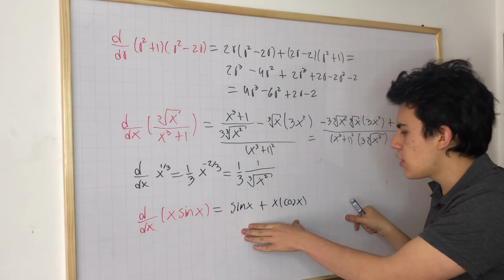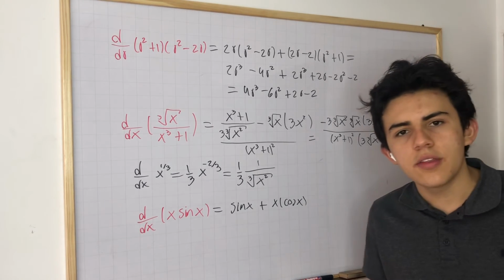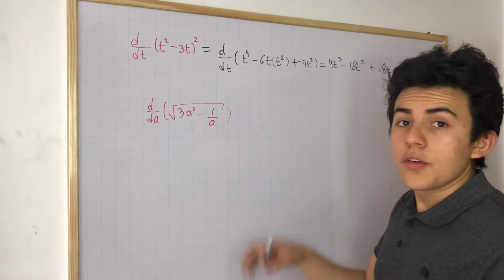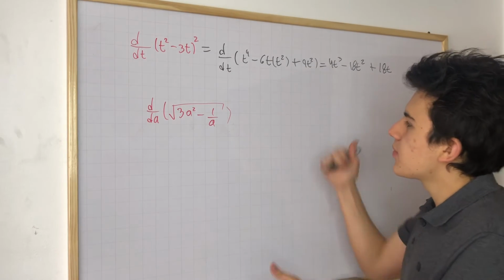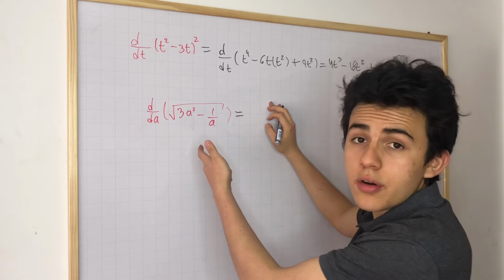You might use some trigonometric identities to simplify this. Maybe you get something else, but in this case, you could just leave it like this. So now let's try this derivative right there. First of all, what we need to know is that we're going to use the chain rule.